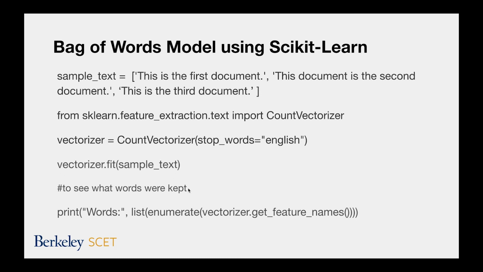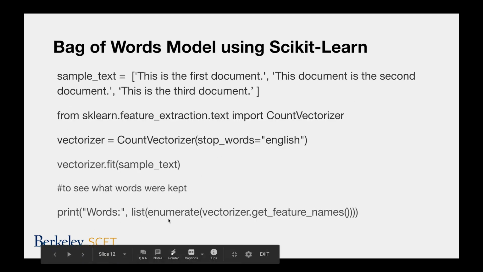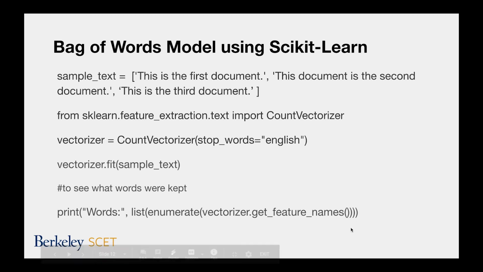Since it would be in English for us, you would put English here, and then you would fit the sample text. And if you're curious about what words were kept, because as I said, this does sparse encoding, and also what stop words were removed, you can enumerate through it and get the feature names, because each feature is a word that is in the sentence.